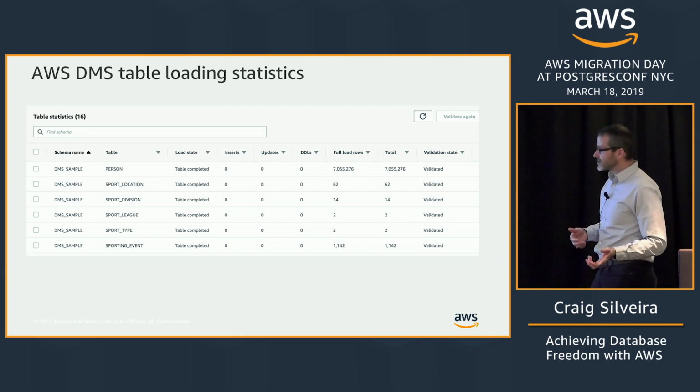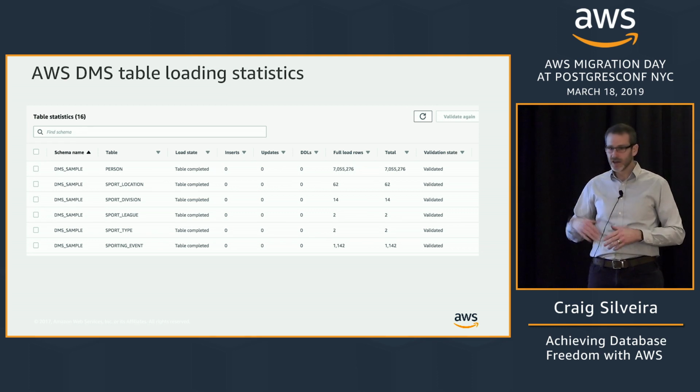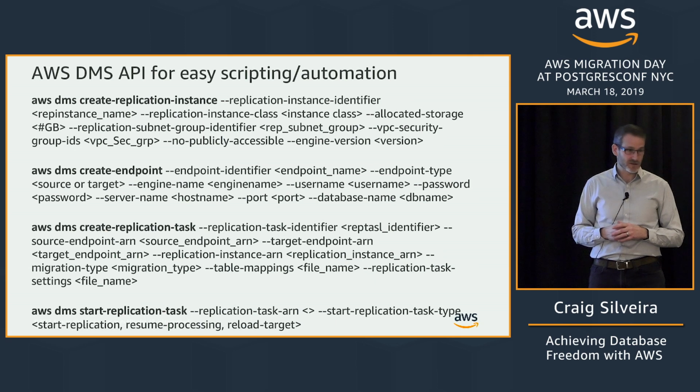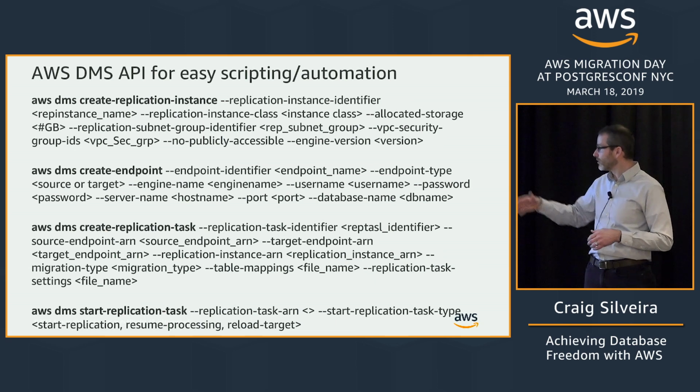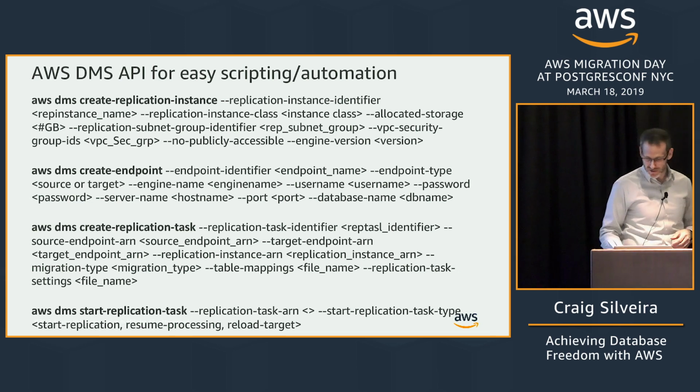Then there's the table level statistics, right? We saw this in SCT. Here's just an example on the DMS console. So it gives you all the stats. Here are the tables. We can load tables in parallel. You can specify the number of parallel streams to configure, and we'll migrate over there, and you'll see your rows populating and incrementing as it's loading.